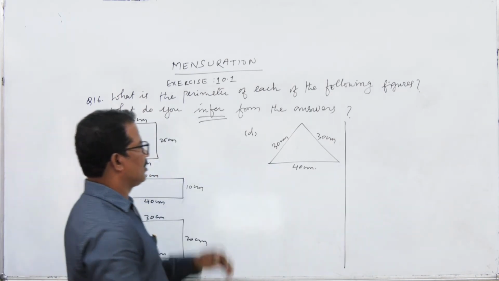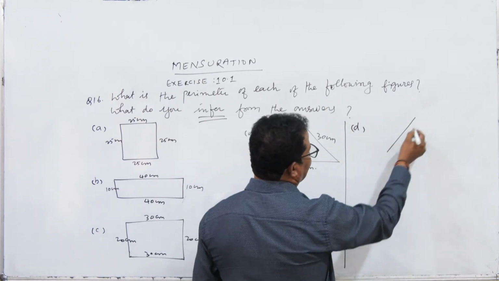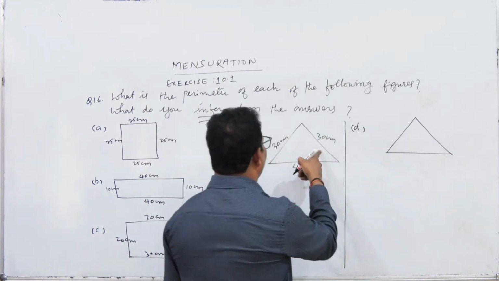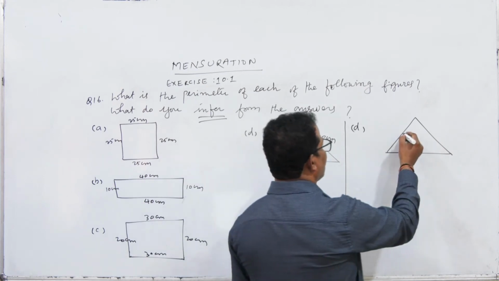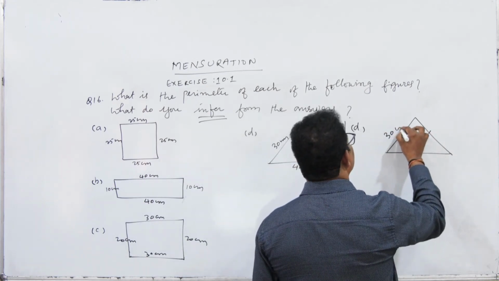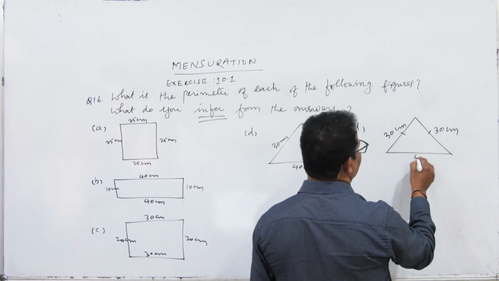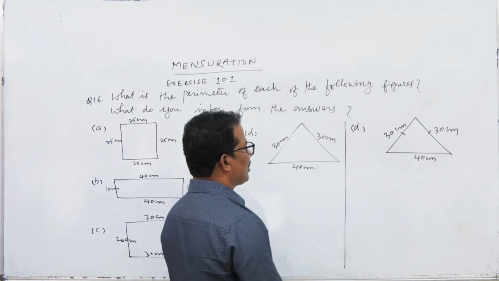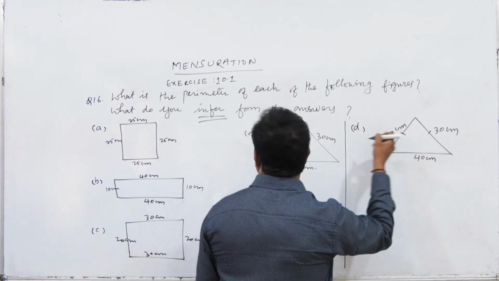See, now in D question, that is the last question. So D, it is again a triangle, but this triangle seems like an isosceles because two sides are equal and the third side is not equal. That means it is an isosceles triangle whose measurements are 30 centimeter and this side also 30 centimeter and the third side is 40 centimeter, given like this only the measurements. Okay now?